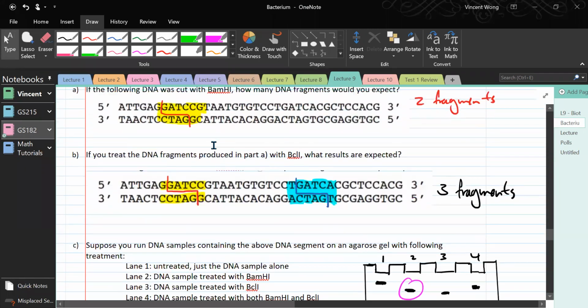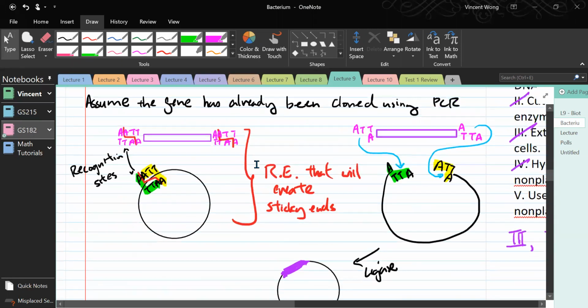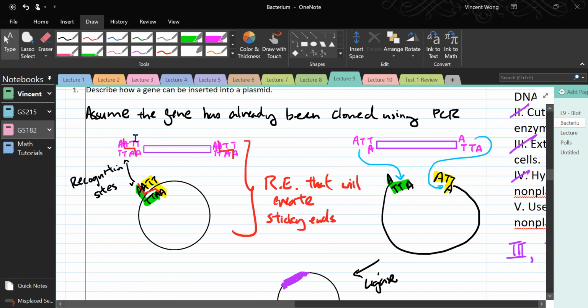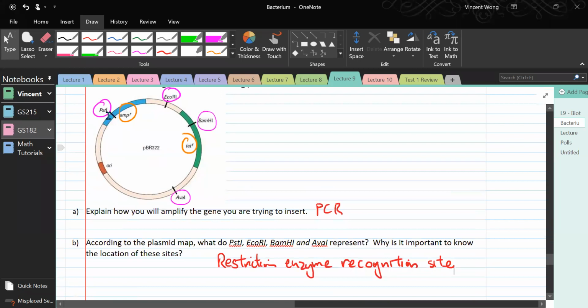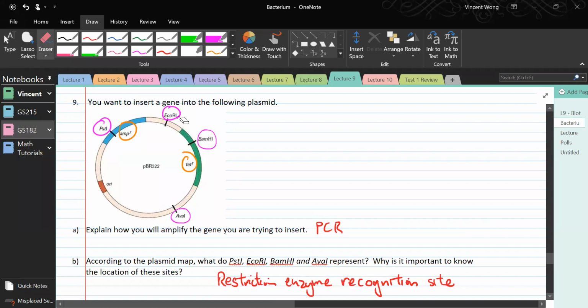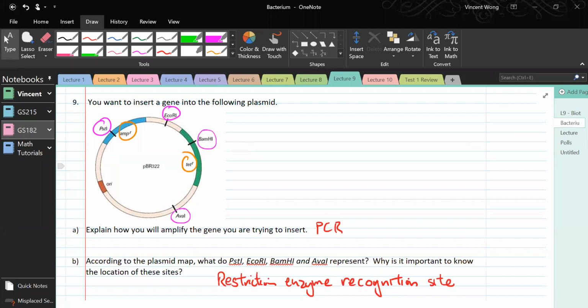Just give me a second. If we go back to here, the gene you're trying to insert should have flanking sequences that match the recognition site of the plasmid. If your flanking sequence has the same recognition site as PST1, then your gene will be inserted here. If it has the same recognition site as EcoR1, then the gene will be inserted here. So knowing where the restriction sites are will tell you where your gene will be inserted.